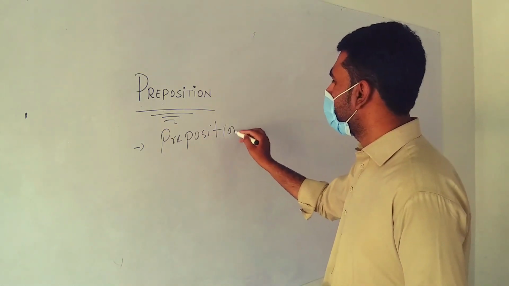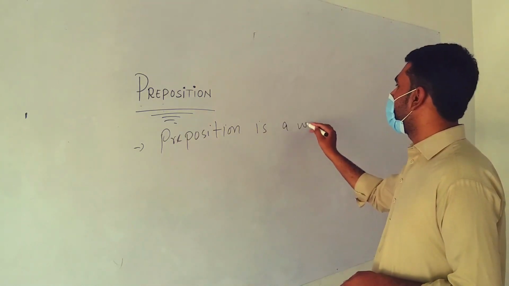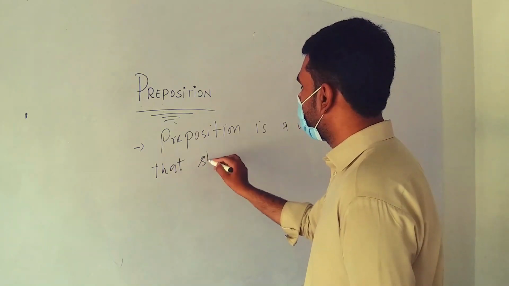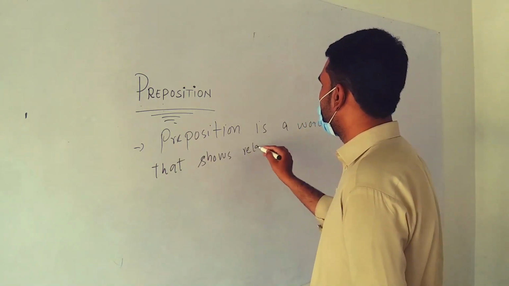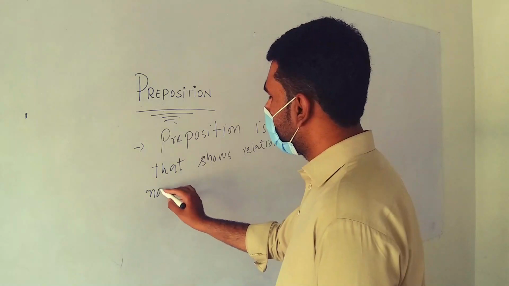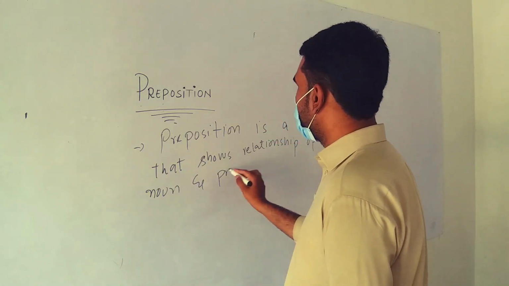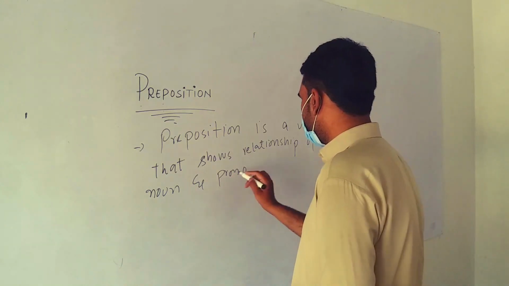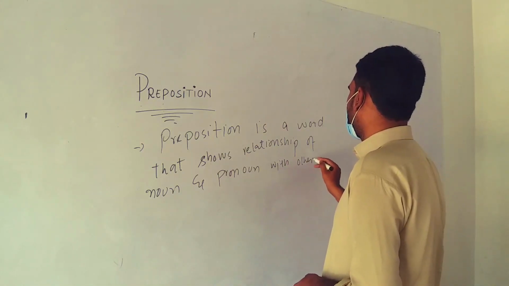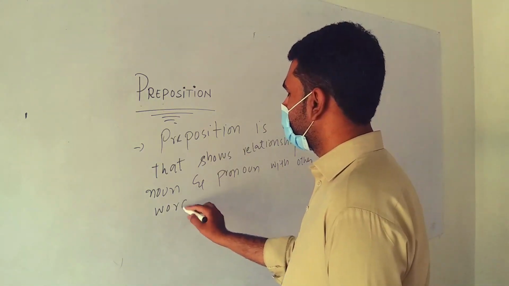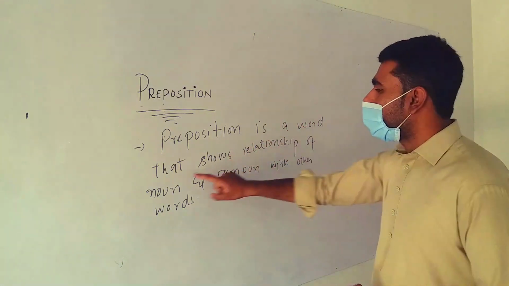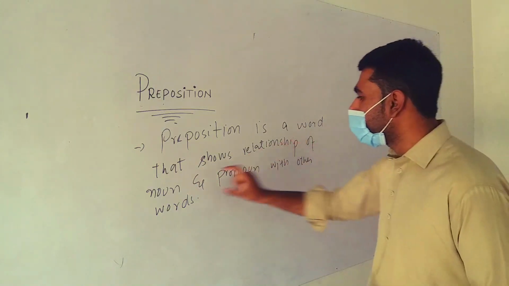Preposition is a word that shows relationship of noun and pronoun with other words. So preposition is a word that shows relationship of noun and pronoun.